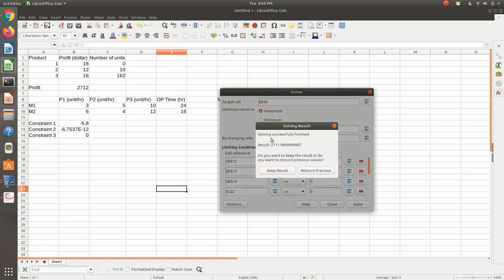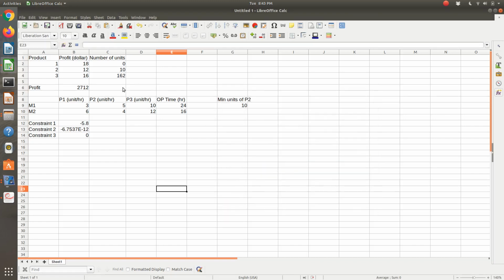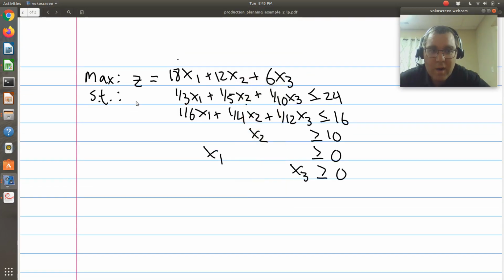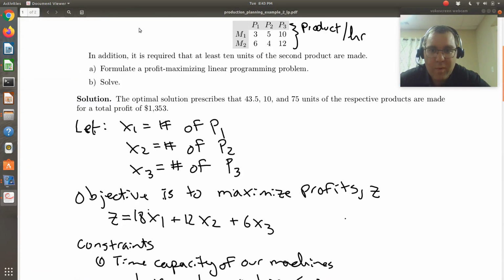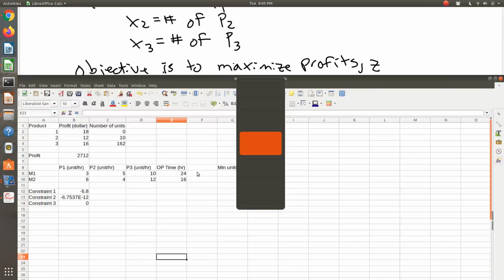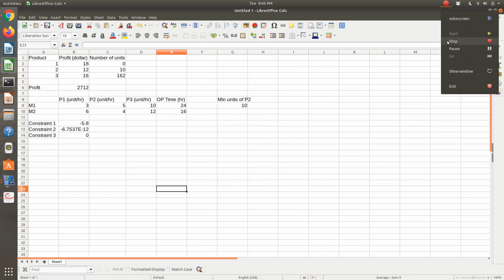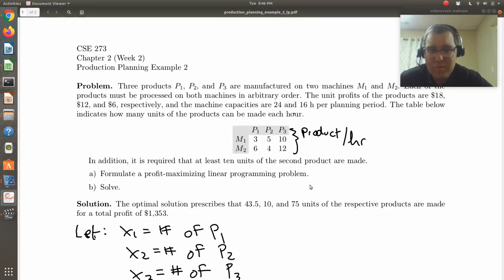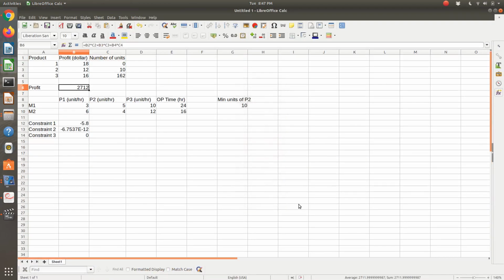It says solving successfully finished. I get a profit, and I get a number of products 1, 2, and 3. Now I'm going to look back at the problem statement, which had provided a solution, and it is not the same. My solution is not the same as what's given here. So let's go back and take a look. And here it is. What we find is for component 3, I listed a profit of $16 per unit, but in fact that should have been 6.